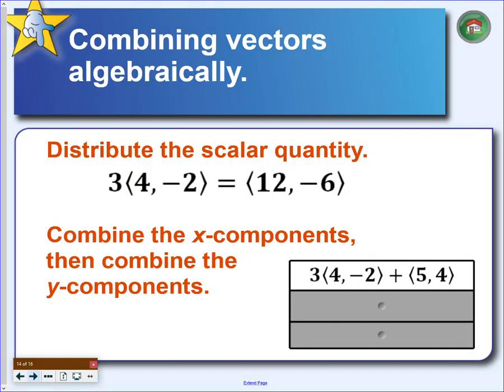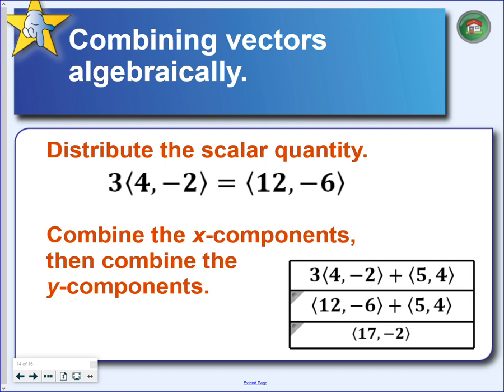So you combine the X components, then combine the Y components. So what if I take this plus that? Okay. 12 minus 6. 12, negative 6 plus 5, 4. 5, 4. So what would that be? 17, negative 2. 17, negative 2? Nailed it. It is. Yeah, very nice. Questions?